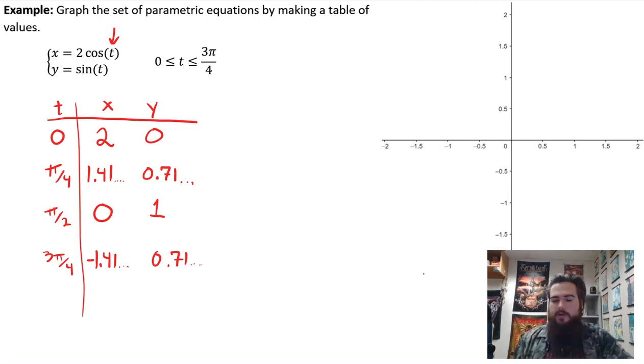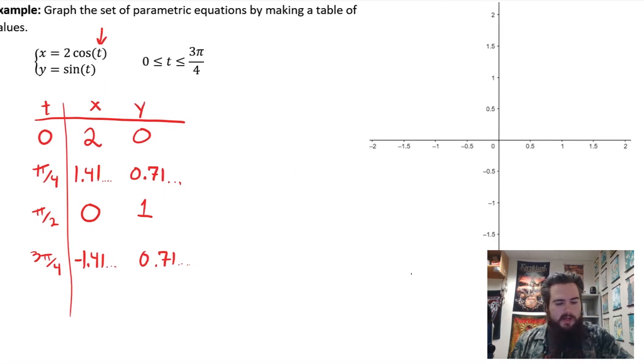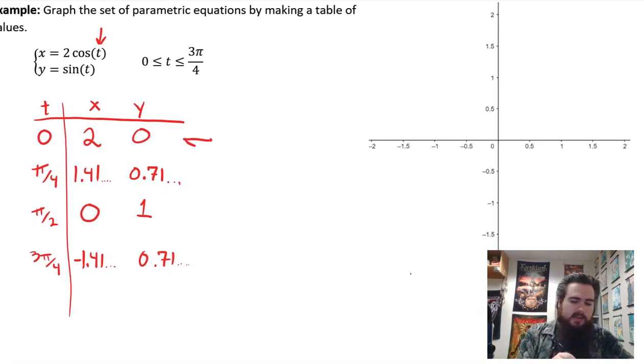So let us start graphing. The first point that I want to plot here is 2, 0. So that'll be over here. That is point 1. I'm going to label it just so you know what is the first point in the sequence, and then so on and so forth. The second point I have is about 1.41 and 0.7, which puts us around maybe here. That is my second point.